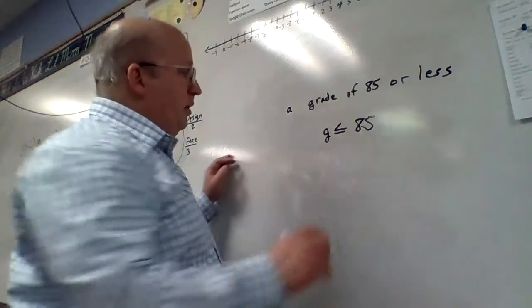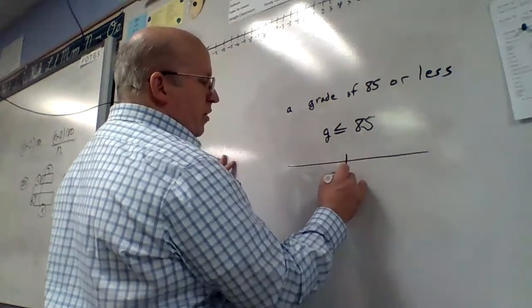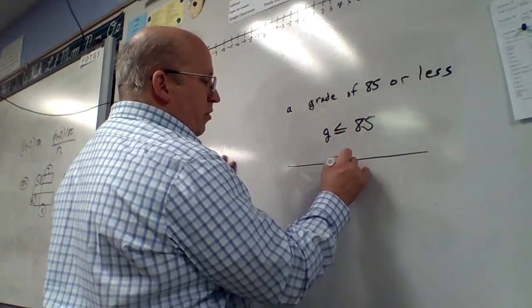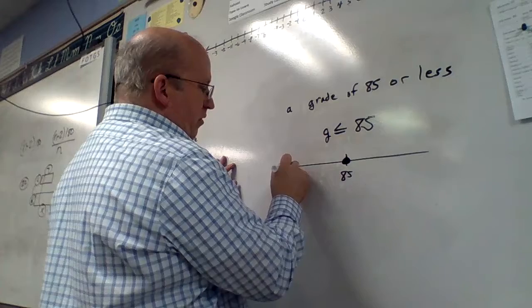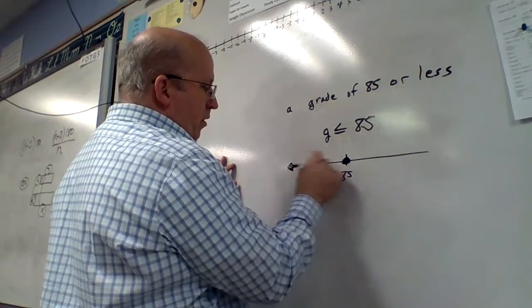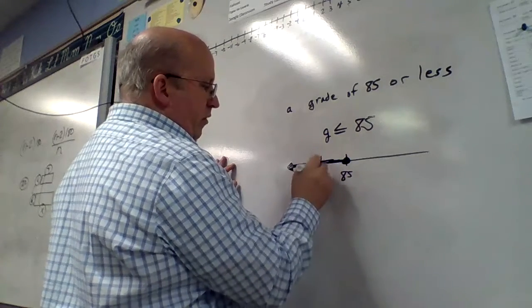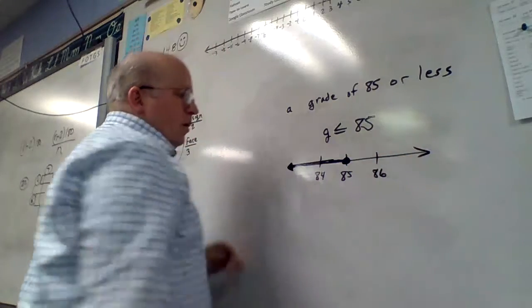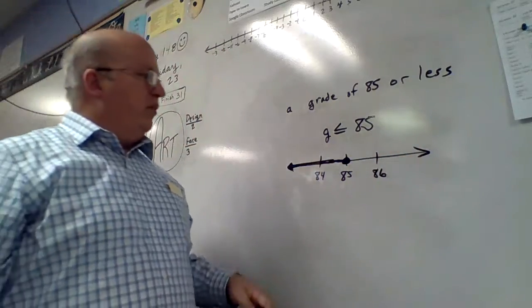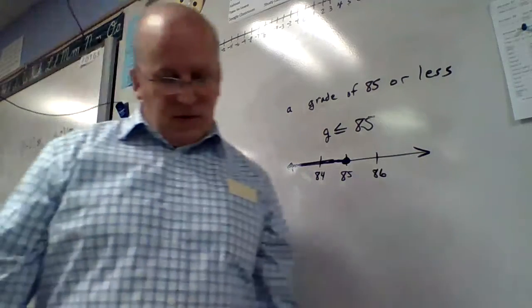How would I graph that? Well, because it does say to graph, filled in circle at 85. What number is smaller than 85? That's this side of the problem, right? What's smaller than 85? Well, 84 is smaller than 85, right? So I'd shade this side of the line in this particular case.